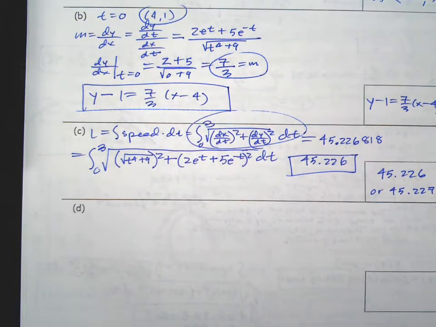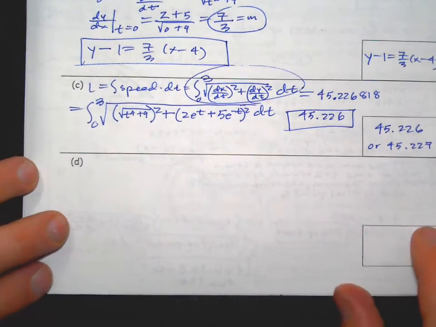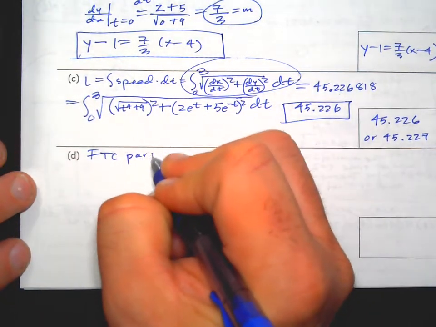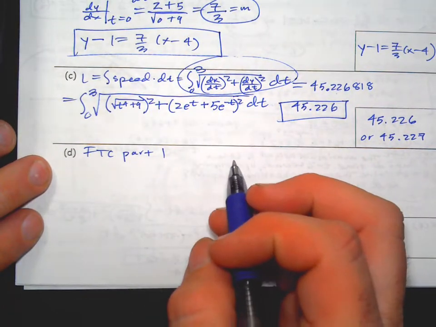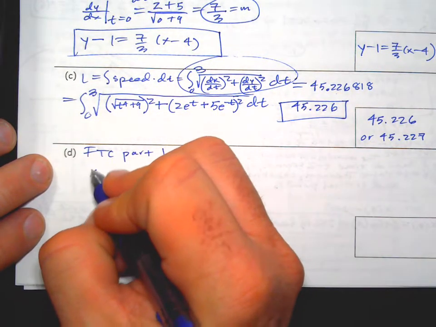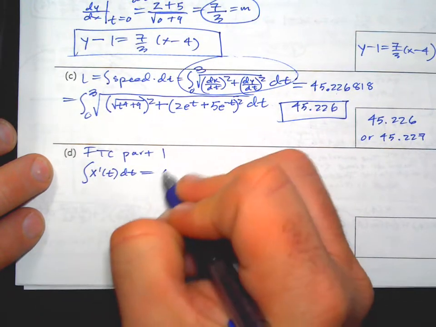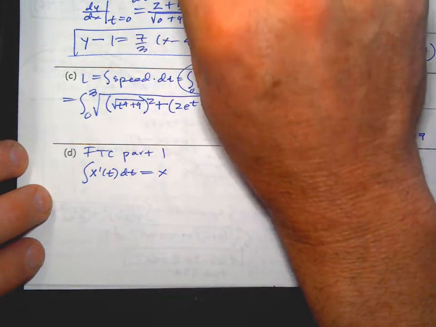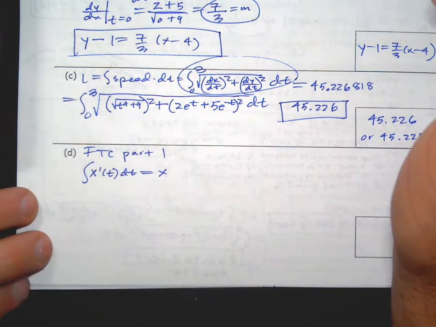Okay. And then D says, find the x coordinate of the position of the particle at time 3. So this is where we're going to use the Fundamental Theorem of Calculus, part 1. It's a very common thing that we use in a lot of different kinds of problems in Calc AB. And that says, well, we have x prime, and if we integrate x prime, we get x, right? Integrals undo derivatives. The problem is that you can't integrate that by hand. And even if you could, don't, because you have a graphing calculator.